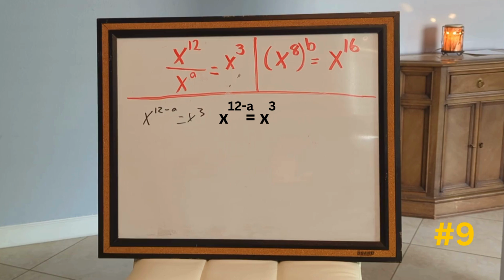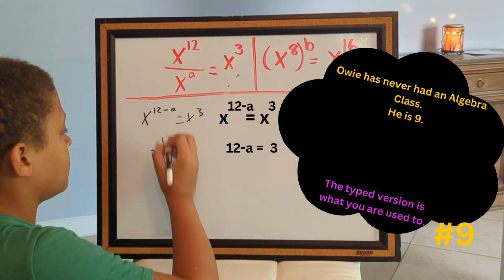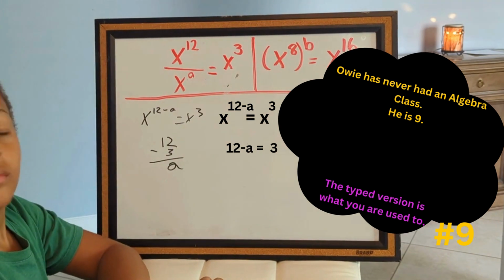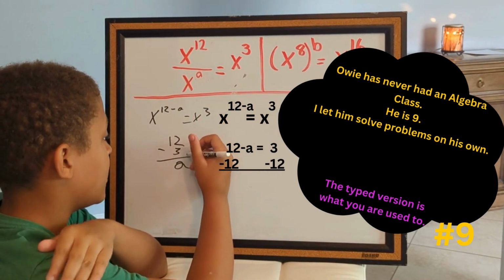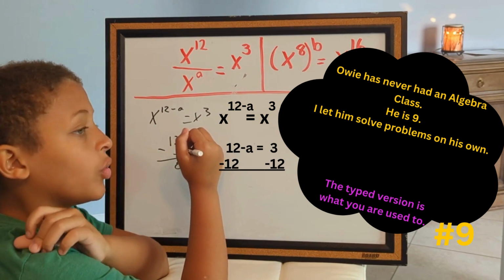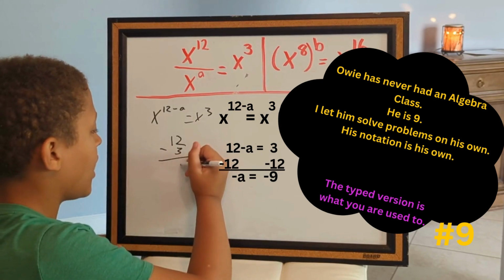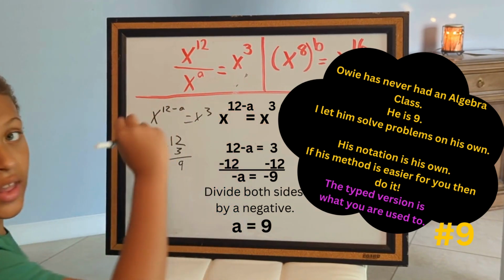Now since we have like bases, we can assume those two exponents are equal to one another. If you have the same base to different exponents and they're equal, they must be equal to each other. So Owen is going to take us through the process of solving for a. Our equation is essentially 12 minus a equals 3. And then we can reverse it to 12 minus 3 equals a. That equals 9. So that means a equals 9.